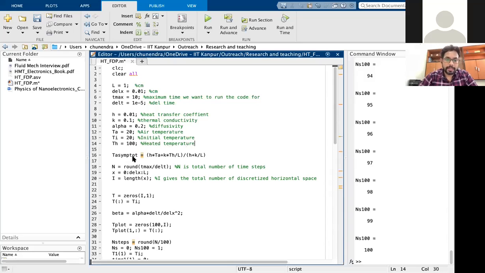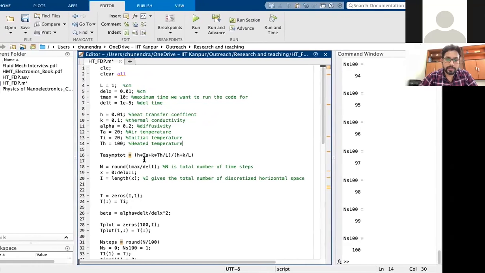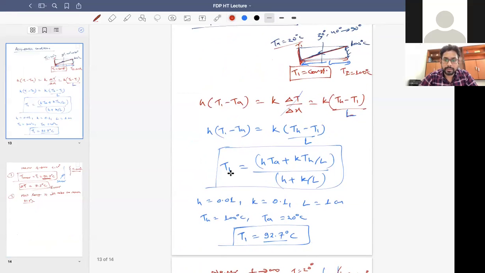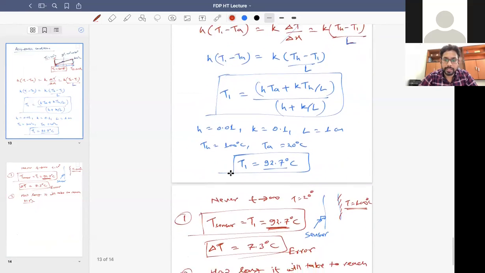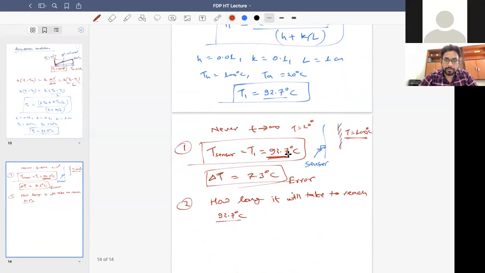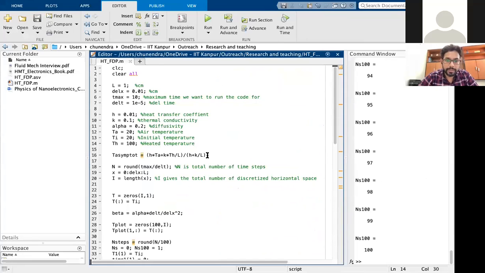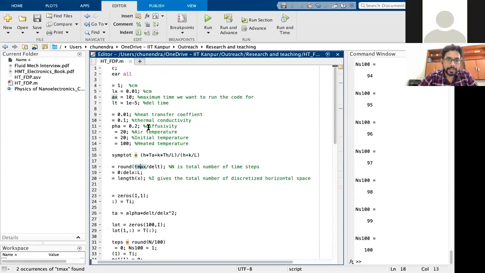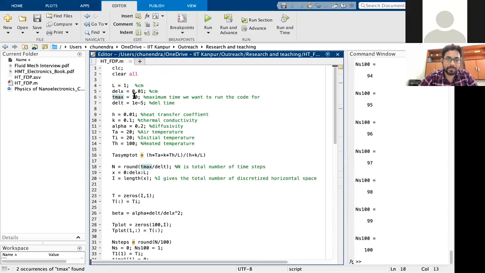All right, and then you just saw this equation, right? How we calculated this T asymptotic, which I'm calling T1, that's the asymptotic temperature, and that maximum we got was 92.7, and we will also see that here. I use the same formula, and then I'm defining n as the total number of time steps. So T max, that is time max, if you remember, is 10, total 10 seconds we will be running the code for. I should also write here that's in seconds.